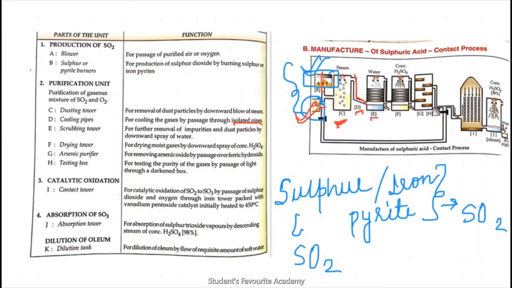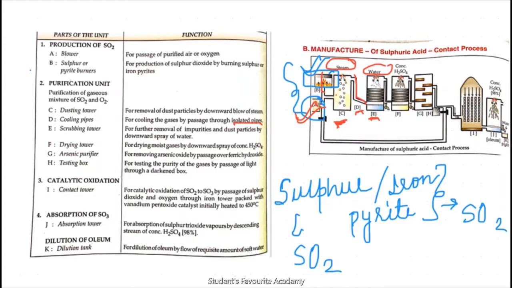Okay, now in E, this is called the scrubbing tower. You can see this is in the shape of a tower. Once the mixture is cooled, we are passing it to the scrubbing tower. As the name suggests, scrubbing means you are taking out the impurities. Again you are passing water into this, and this is also for removal of impurities, and if at all there are dust particles left, they will be removed.